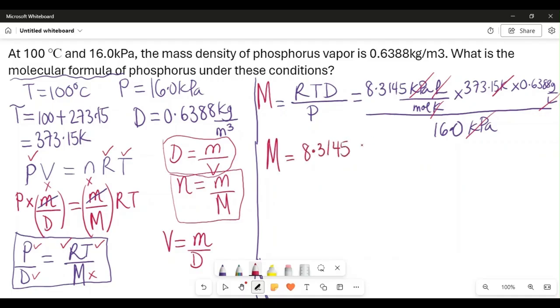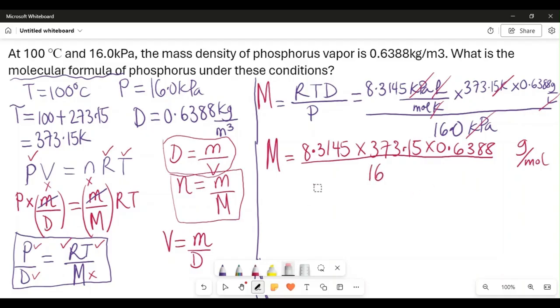So 8.3145 times 373.15 times 0.6388, and then you have gram per mole, because that's what we're trying to solve for, molar mass, or molecular mass. And then you have divided by 16. So input the numeric values into your calculator, and you're going to end up getting 123.8695 gram per mole.